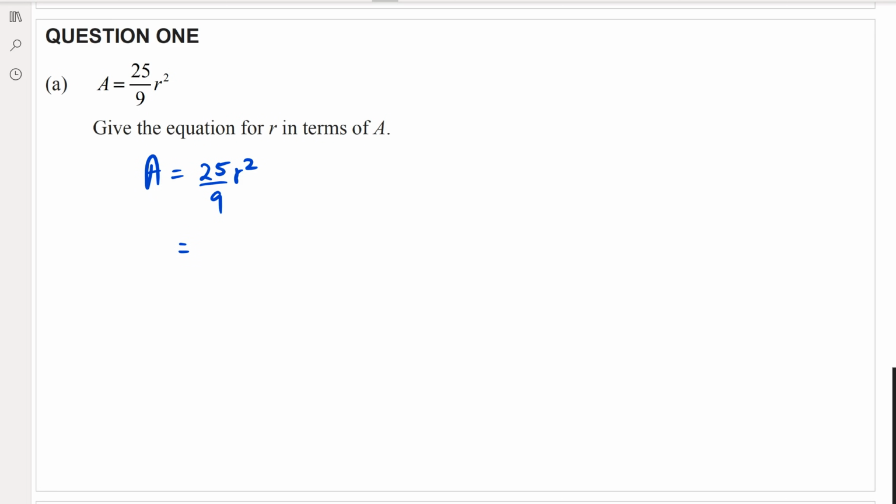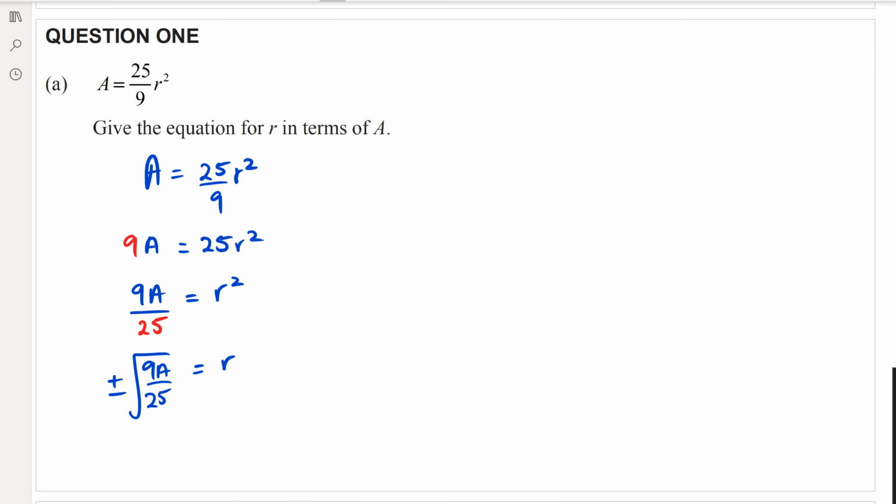When I cross multiply the 9, it becomes 9 times A. So 9A is equal to 25R squared. And then the next step is I divide by 25 to get rid of the 25 on the right hand side, which gives me 9A over 25 equals R squared. And of course, if I want to get rid of the R squared, I can write this as 9A over 25 under a big square root symbol like this. Also remember that when you take a square root of a number, you always have to have a plus or minus in front of it.